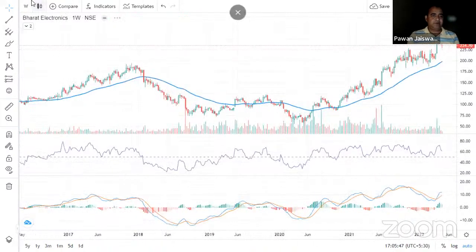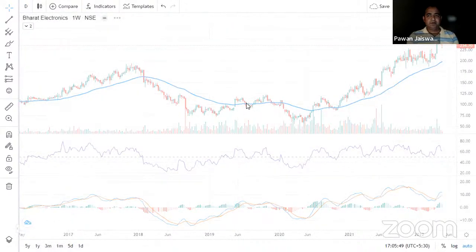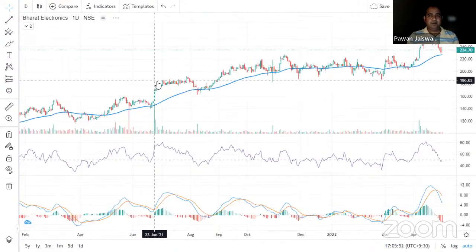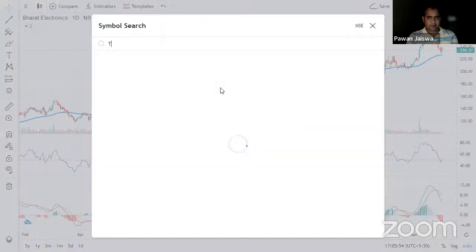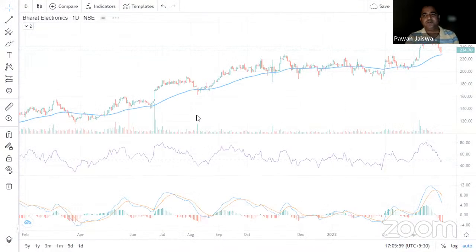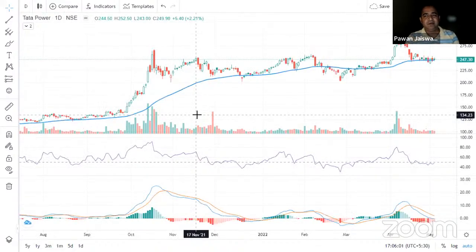Now next is Tata Power. I was reading a lot of reports in the last 15 months and last 15 days actually, and there are a lot of opinions about Tata Power. Few people are saying that it will fall up to 200, 210 rupees, and some people are saying that it will cross 300.